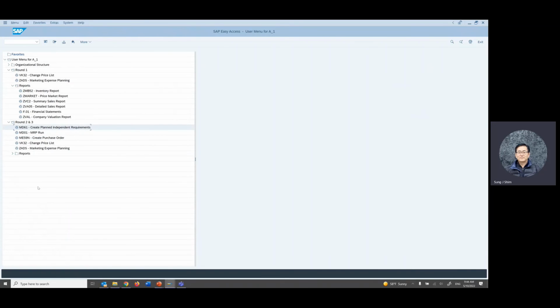And then in round 3, create the planned independent requirement is a kind of forecasting. By using these forecasting transactions, they can purchase as many as they want, as little as they want. In other words, by this time, students have some understanding or knowledge of which product sells well and which product does not sell well. In that case, they may purchase more of the well-selling product and less of the product that does not sell well. Again, they can use all of these reports when they make decisions on those 5 business transactions. So this is pretty much about the user interaction.